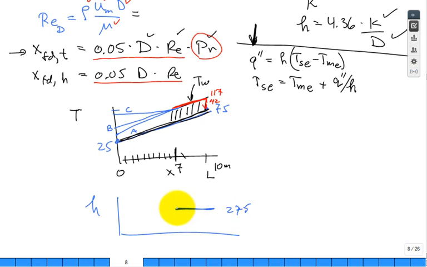What does the H do? Does the H do that? Yeah, it's higher at the entrance region. It's got greater gradients for both drag as well as for the convection. And so H is higher. We talked about that last time.